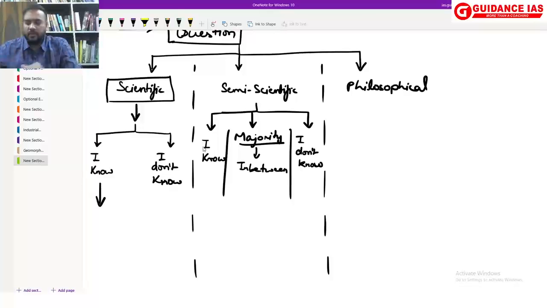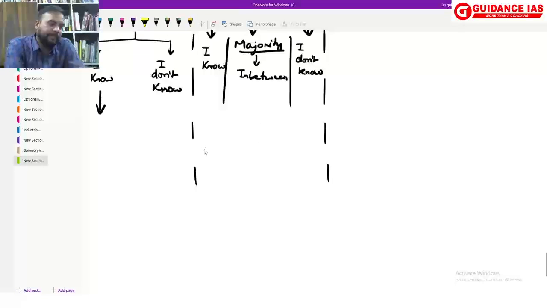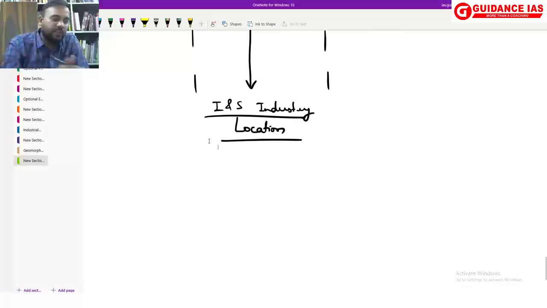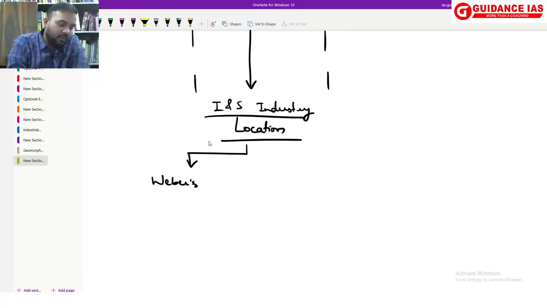ठीक है? Suppose एक क्वेश्चन पूछा जाता है that iron and steel industry location. ठीक है? Tell me. This is suppose a question एक पूछा जाता है कि इसको explain करना है using raw material. Tell me, can I say हम when we'll study geography we'll study one model, Weber's industrial location.